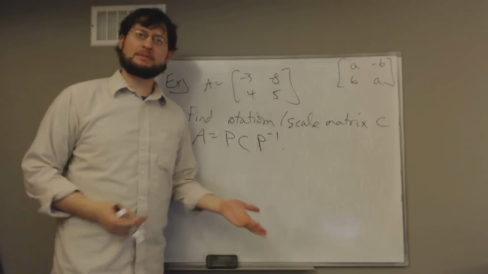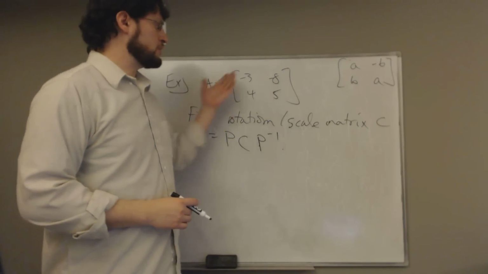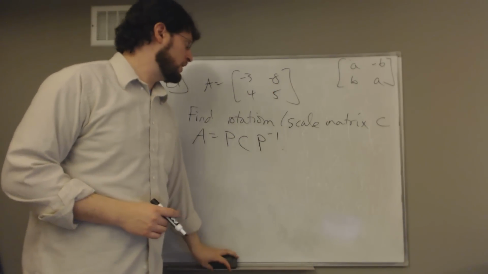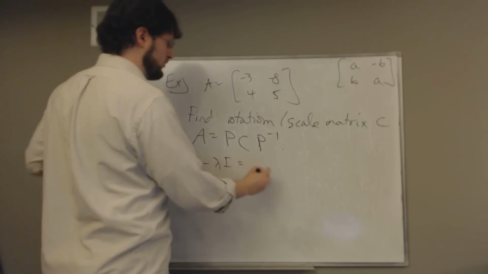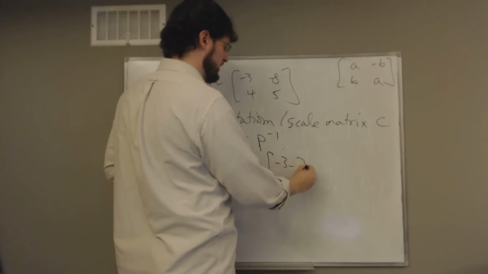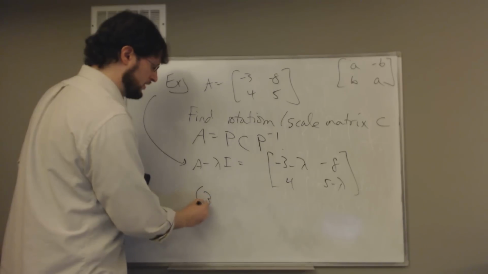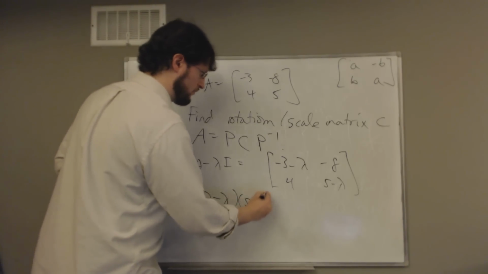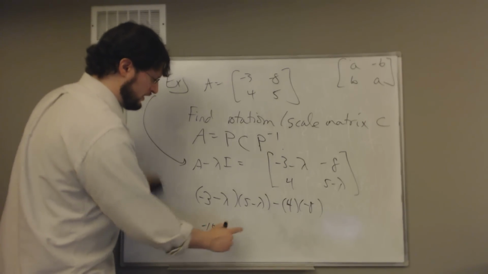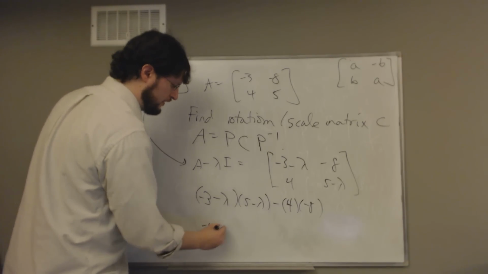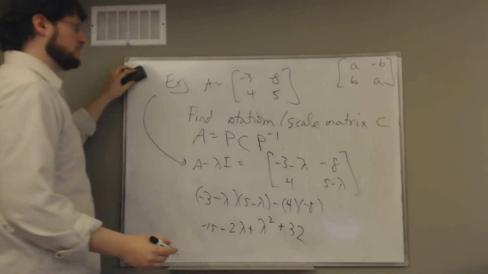There's a lot of steps that go into doing this. We've got to find an eigenvalue, which will be complex since it includes a rotation, and then the corresponding eigenvector. So we look at A minus lambda I, which is -3 minus lambda, -8, 4, 5 minus lambda. Take its determinant. Which makes -15. Plus 3 lambda minus 5 lambda is -2 lambda. Plus lambda squared plus 32.